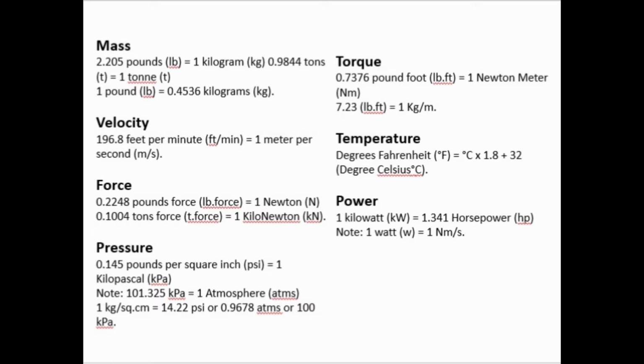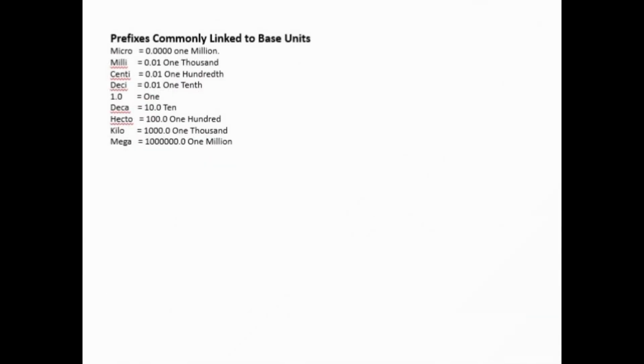Torque. 0.7376 pound-foot (lb-ft) equals 1 Newton meter (Nm). 7.23 pound-foot equals 1 kilogram per meter. Temperature. Degrees Fahrenheit (°F) equals degrees Celsius (°C) times 1.8 plus 32. Power. 1 kilowatt (kW) equals 1.341 horsepower (HP). Note, 1 watt (W) equals 1 Newton meter per second. Prefixes commonly linked to base units.